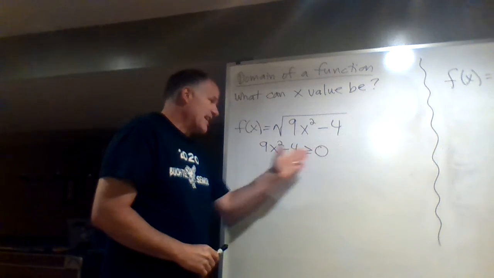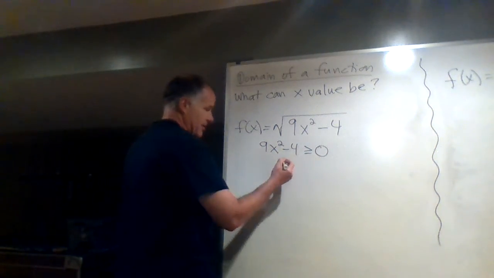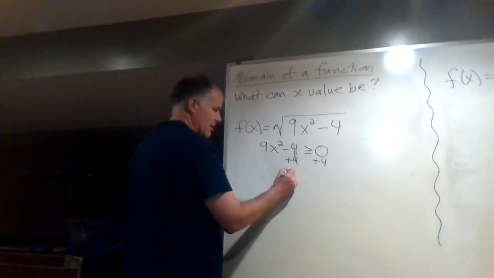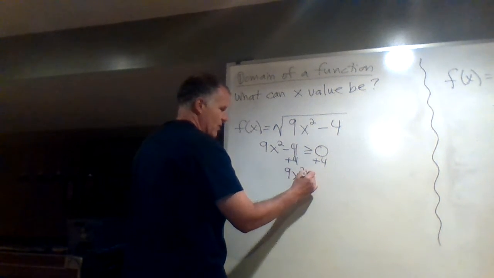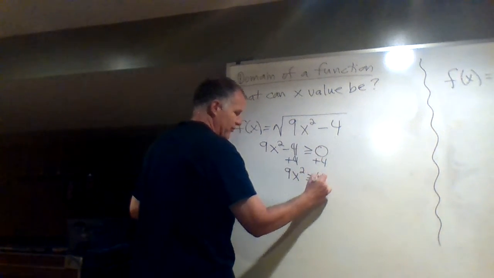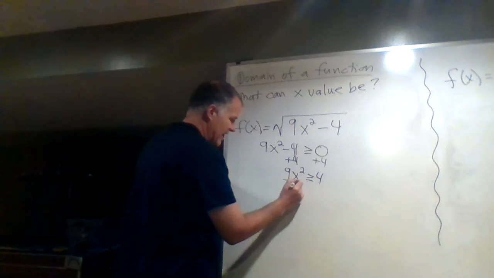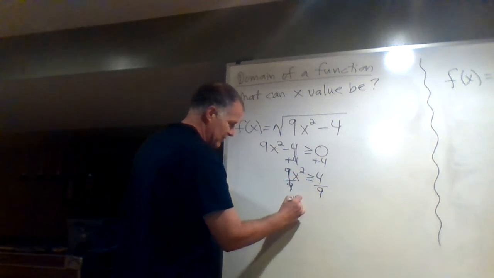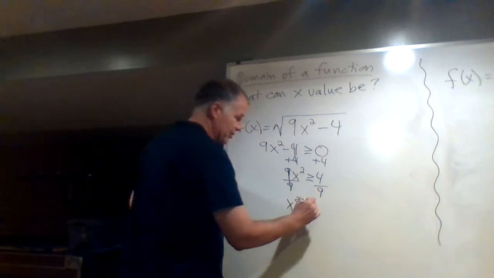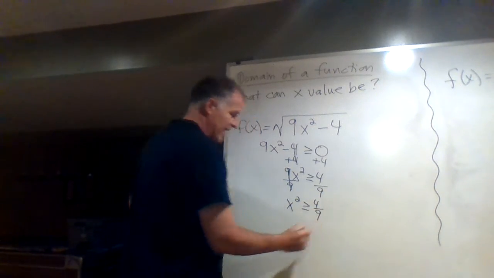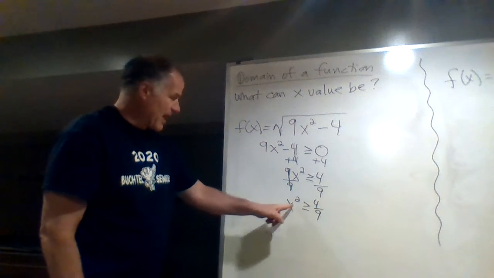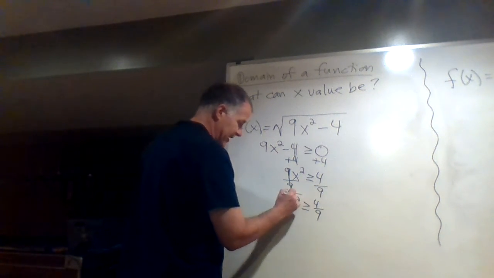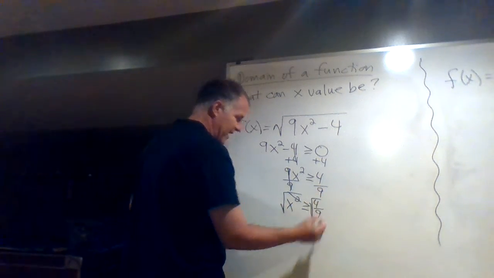Now, all I need to do is just solve this for x. So add 4 to both sides. I've got my 9x squared greater than or equal to 0 plus 4, which is 4. Divide away the 9. So I've got x squared greater than or equal to 4/9. Now remember, how do we get rid of the square? We square root both sides. That cancels the square. Square root of 4/9.